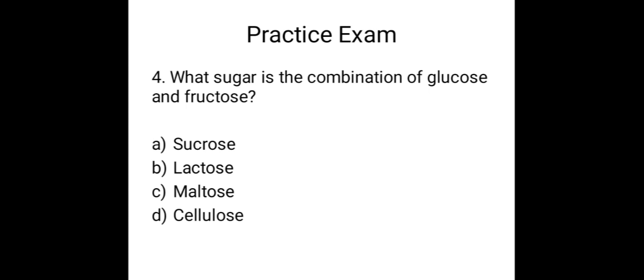Next, what sugar is the combination of glucose and fructose? Again, what sugar is the combination of glucose and fructose? A. Sucrose. B. Lactose. C. Maltose. And D. Cellulose. And the right answer is sucrose, or the table sugar.